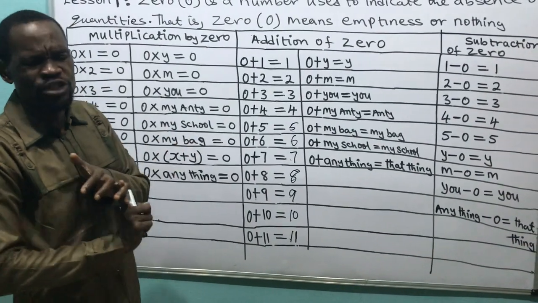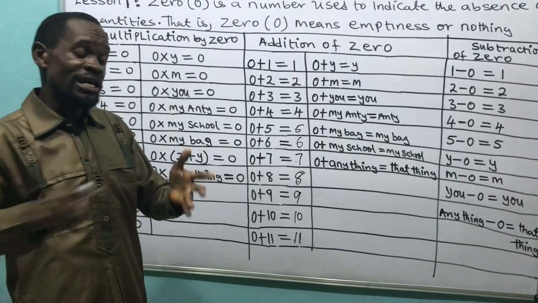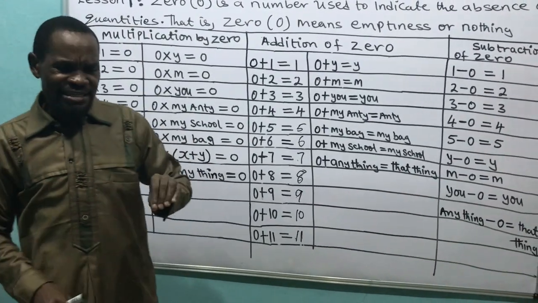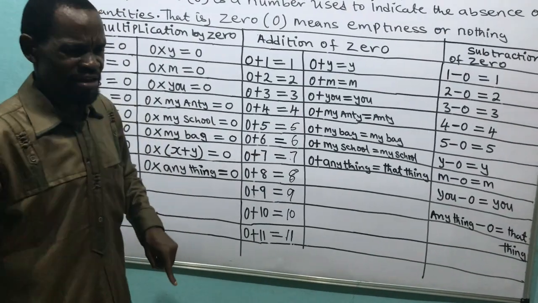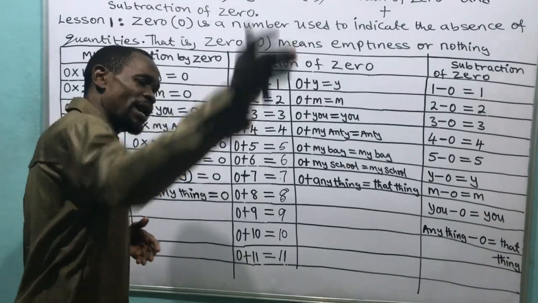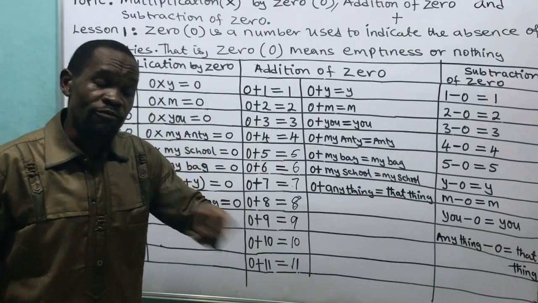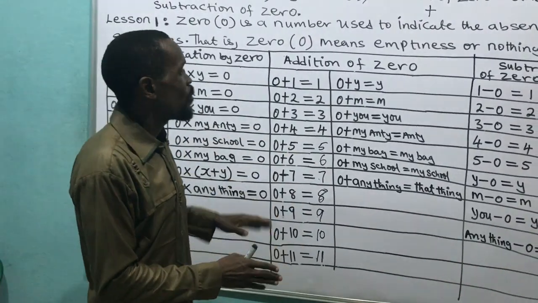Anything added to zero, the answer is that thing. Anything that we add to zero, the answer is that thing. If we subtract zero from anything, the answer is that thing. If I say zero, go away, the answer is me. If you say zero, go away, the answer is you. So this is where we are running it.